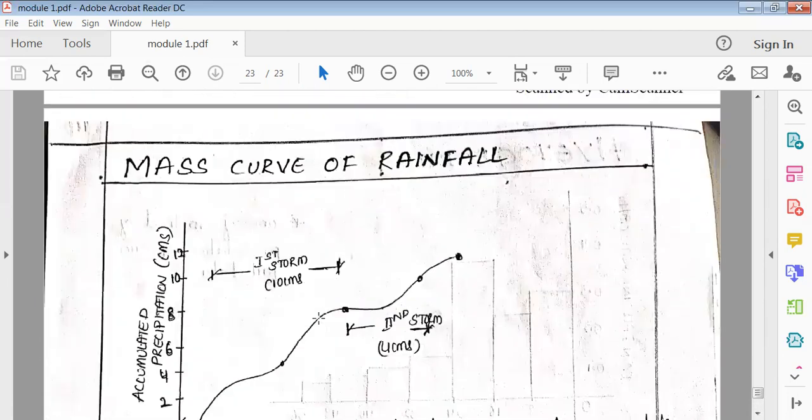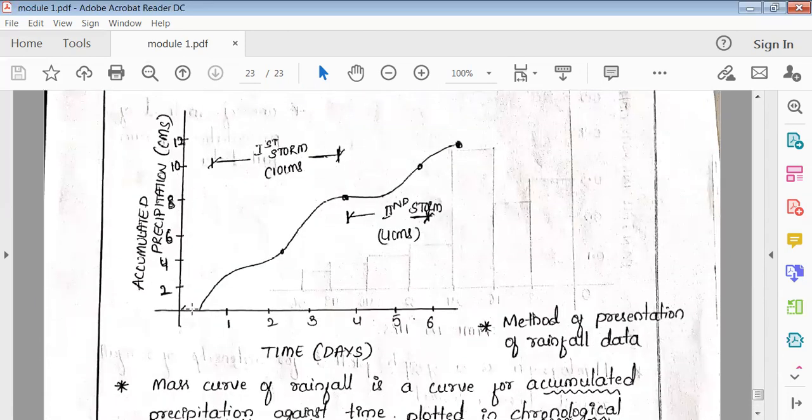So you can see here in this graph, we start from this point, 0 to 1 day. At half a day, there is some water getting accumulated, say probably 1 centimeter. Then at 1 day there will be some 3 centimeters of precipitation. Then at 2 days, 4 centimeters of water. So like this, it goes on increasing.